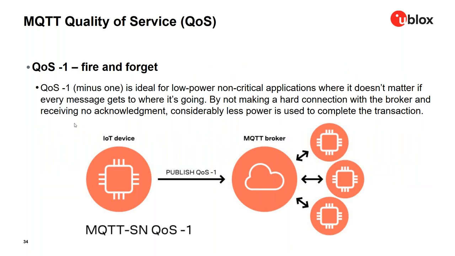So with quality of service -1, it's perfect for low power, non-critical data. It doesn't matter if every message gets exactly where it's going. You're sending frequently, and if the odd message doesn't arrive, it's not the end of the world. You're just really interested in saving that power. So you've got the publish of -1. As soon as that message arrives at the broker, off it goes out to any subscribed clients, and the device can go back to sleep.